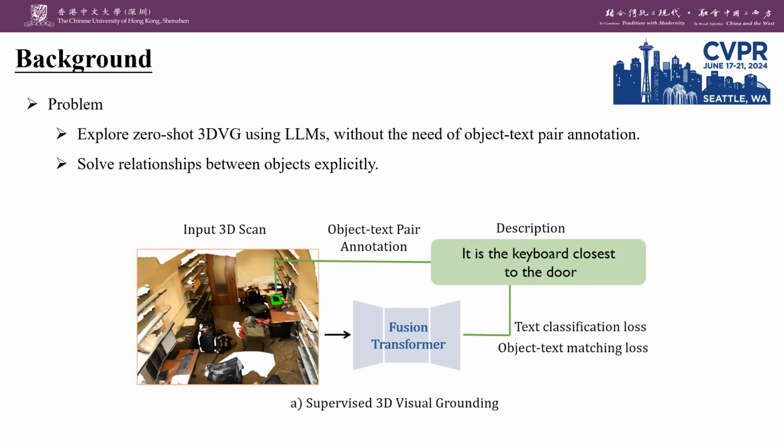First, let's establish what we mean by 3D visual grounding. Essentially, 3D visual grounding is a task of identifying and localizing objects within a 3D space based on a series of text descriptions. Imagine we have a 3D scan of a room and a description like, "It is a keyboard close to the door," as shown in this figure. And the goal is to accurately locate the keyboard within the 3D environment.